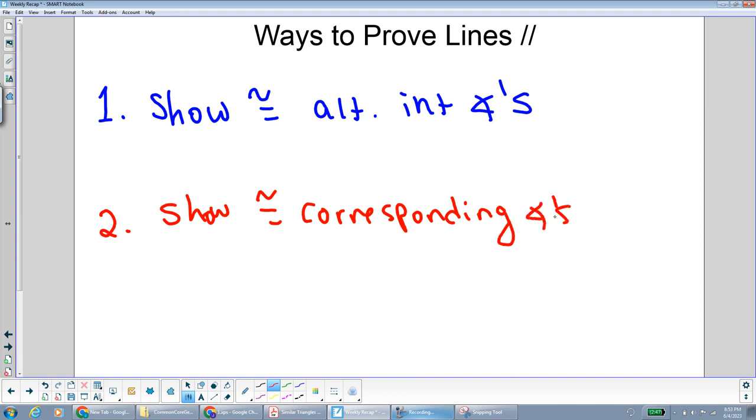So depending on your question, whether you have alternate interior angles or whether you have corresponding angles, if you can show that they're congruent, that will prove that the lines that you want to be parallel are in fact parallel to each other. And fun fact about parallel lines, remember that they have the same slopes. Perpendicular lines have negative reciprocal slopes. Parallel lines have equal slopes.